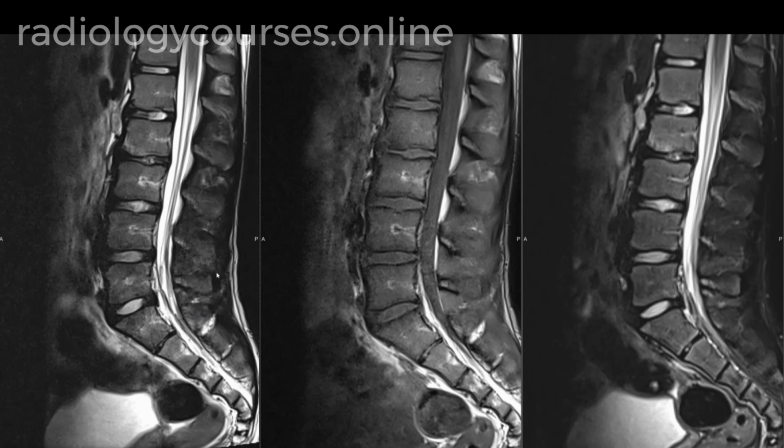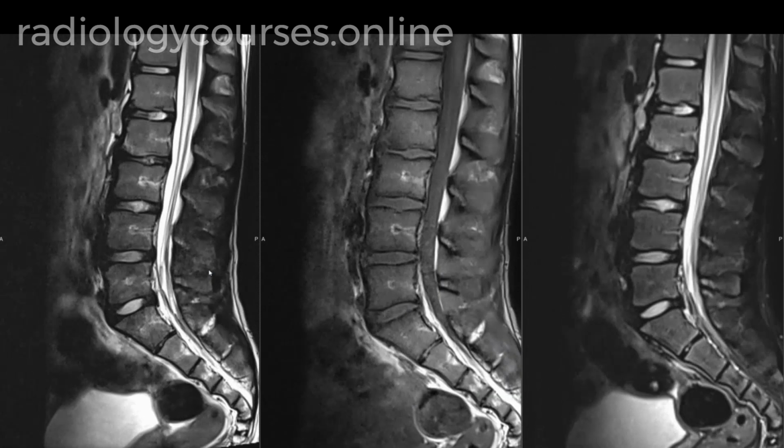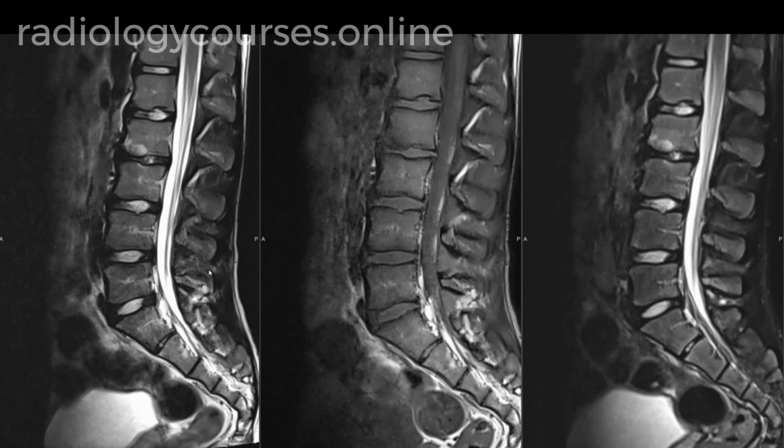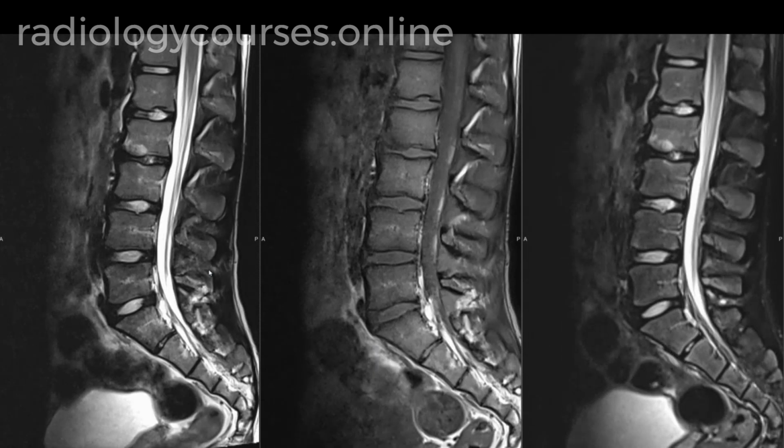Here we have MRI of the lumbosacral spine on a 15-year-old boy with history of subacute low back pain, especially on the right side. On further digging of the history, this boy plays semi-professional cricket and is a right arm fast bowler. So what we have got here is sagittal T2, T1 and STIR sequences.